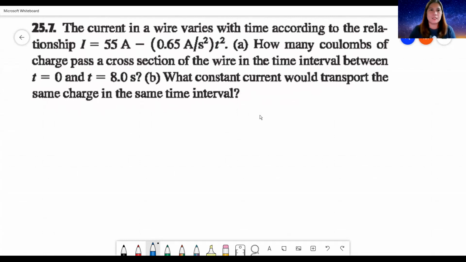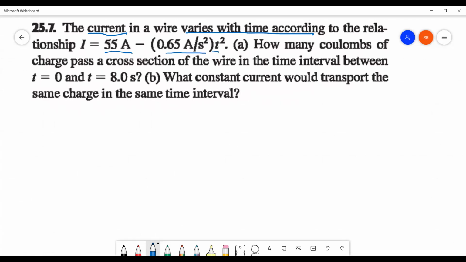Okay. So the current in the wire varies with time. Okay, it's already a giveaway that charge depends on time. Current varies with time. With these relations, it's a quadratic equation, no? I equals 55 amperes minus a constant, times the square of time. How many coulombs of charge? In other words, you're looking for Q. Pass across a section of the wire in the time interval between 0 and 8.